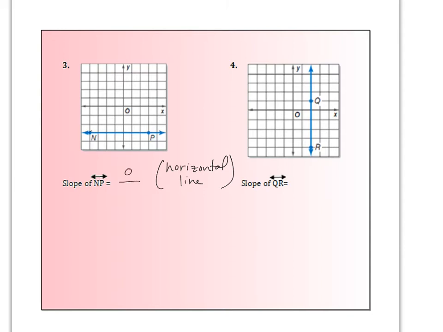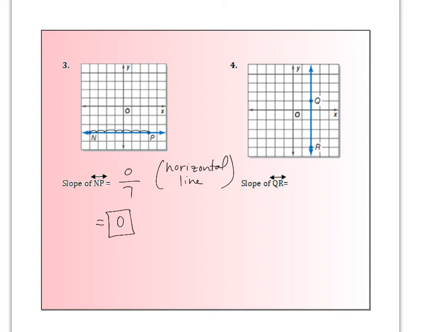How much does it run? 1, 2, 3, 4, 5, 6, 7. 0 over 7, if you get 0 of the 7 candy bars, you get 0. So the slope of a horizontal line is 0, and that's true for every horizontal line. They have no slope or a slope of 0.